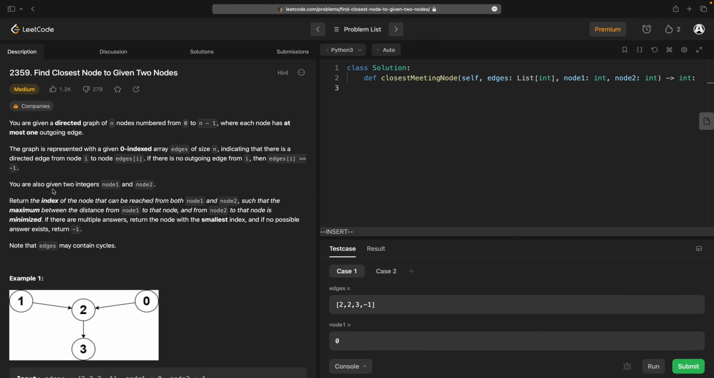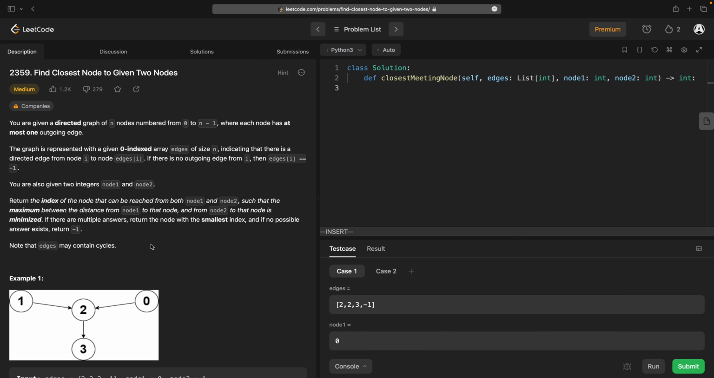You are also given two integers, node1 and node2. Return the index of the node that can be reached from both node1 and node2, such that the maximum between the distance from node1 to that node and from node2 to that node is minimized. If there are multiple answers, return the node with the smallest index, and if no possible answer exists, return -1. Note that edges may contain cycles.